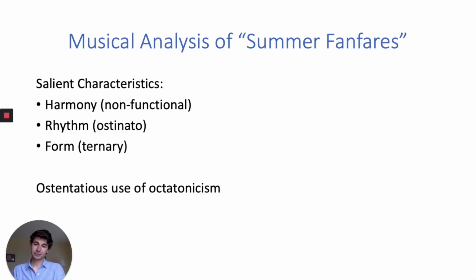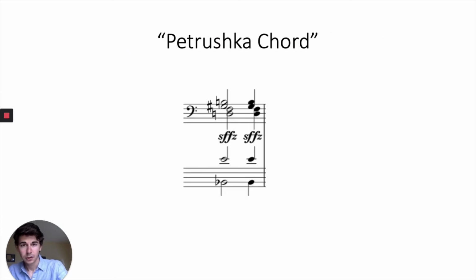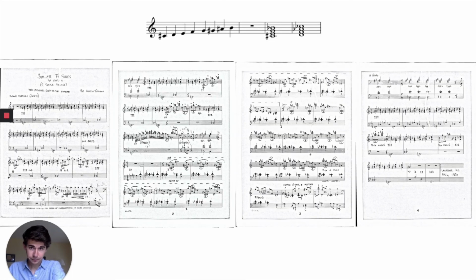The most important thing about this piece for our purposes is his really ostentatious use of Octatonicism. And the most dissonant chord in the piece is the Petrushka Chord, which is named after the ballet by Igor Stravinsky, and it's built using 2 major triads smashed together, and they are a tritone apart. So it's a very dissonant chord, but he uses it very brashly. So we're going to take a look at the score now.